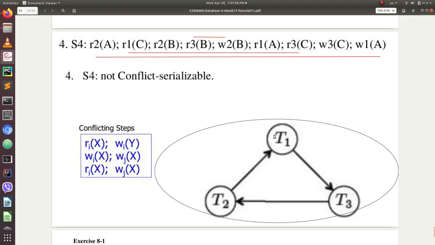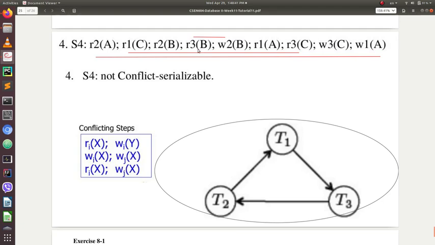Transaction 1 reads element C, and transaction 3 reads element C. Also, transaction 3 reads element B, and transaction 2 writes element B. Also, transaction 1 reads element C, and transaction 3 writes element C. So our T1 must come before T3. So I will draw an edge going from T1 to T3. Here it is.